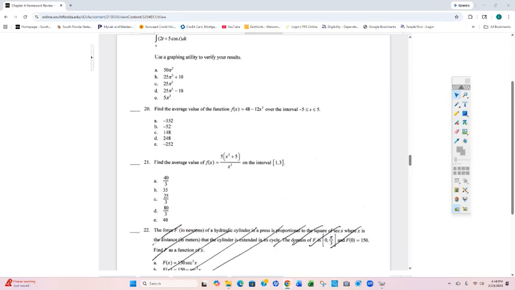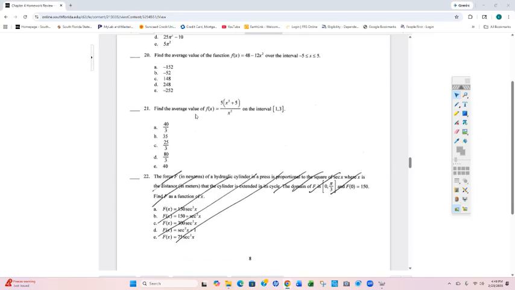Number 20, find the average value of the function f of x equals 48 minus 12x squared over the interval -5 is less than or equal to x is less than or equal to 5. A, -152, B, -52, C, 148, D, 248, E, -252. Correct answer number 20 is B, and that is from section 4.4.